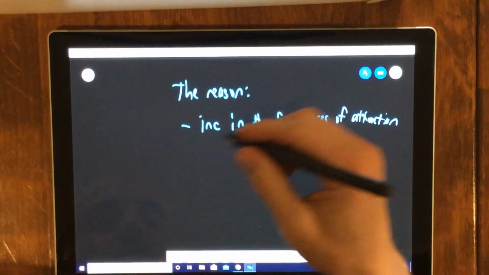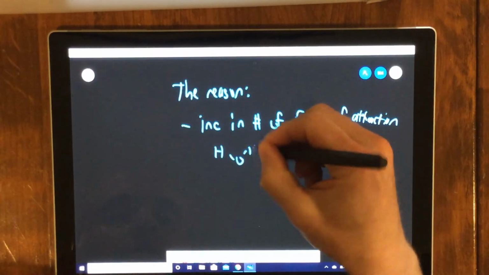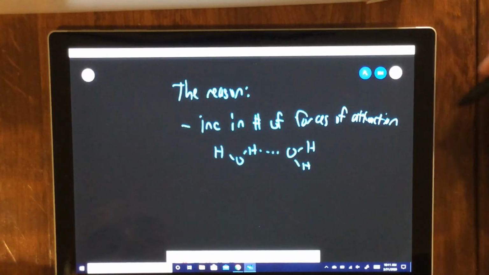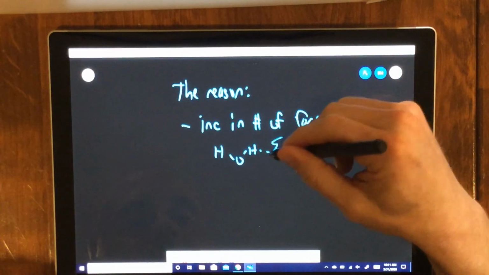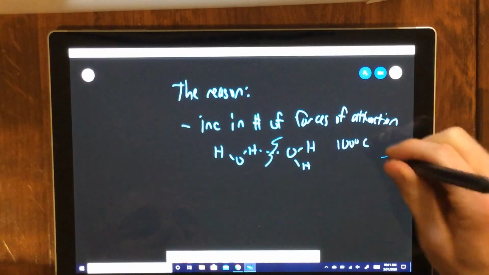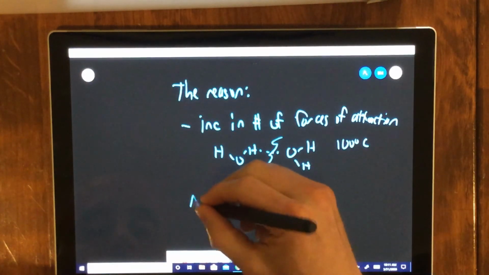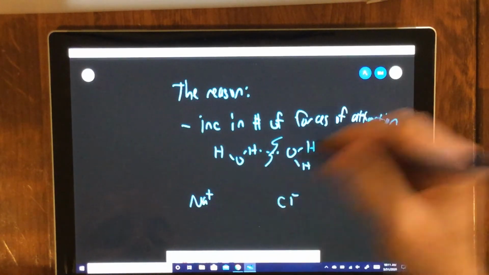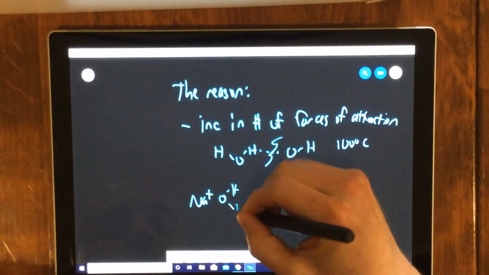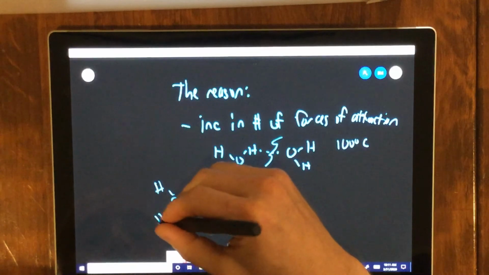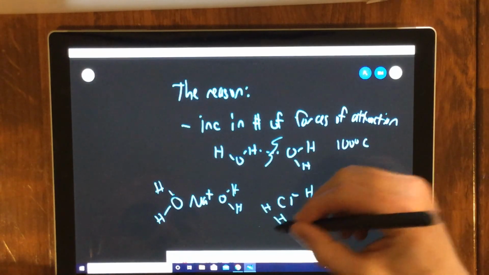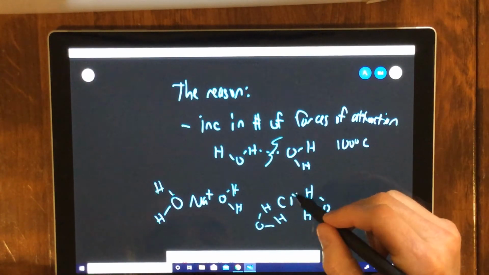Well, in pure water, all you have is hydrogen bonding. All right. That's pure water. So if you want to boil water, you're breaking that hydrogen bond. And pure water, that happens at 100 degrees Celsius. If you add salt, now you have ion-dipole forces. So all the oxygens are going to face the sodium, and all the hydrogens are going to face the Cl minus.